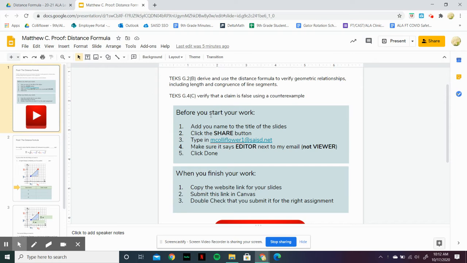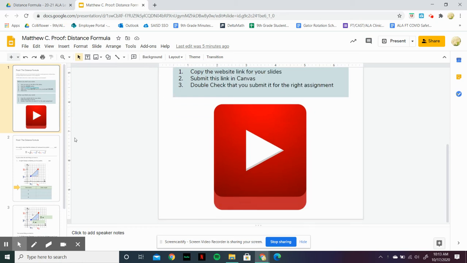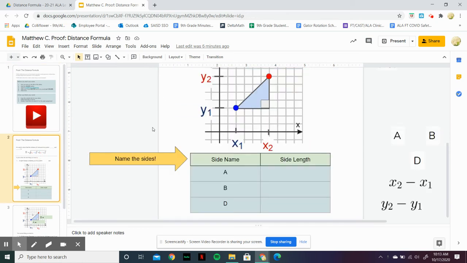Before you start your work, add your name to the title of the slides and share your work with me as an editor. And when you're done, you will turn the website link for your slides into Canvas. So let's get into the proof.